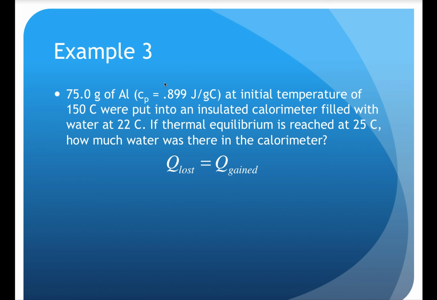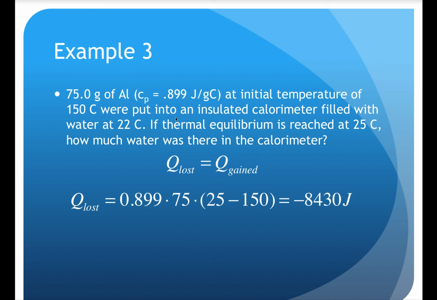So what do we know for the aluminum? We know its Cp, we know its initial temperature, and we know that thermal equilibrium is 25 degrees Celsius. That is when the aluminum and water reach the same temperature. It's warmer than water, which was 22, and it's colder than aluminum, which is 150. All right, so let's go.